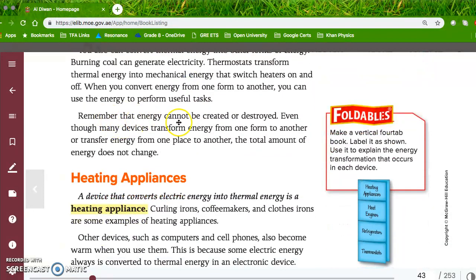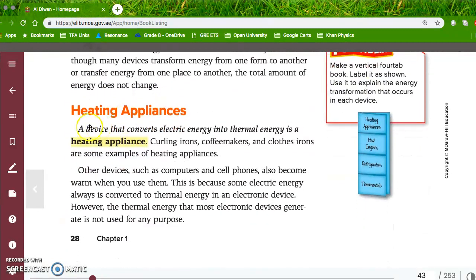Remember that energy cannot be created or destroyed. Even though many devices transform energy from one form to another or transform energy from one place to another, the total amount of energy does not change.